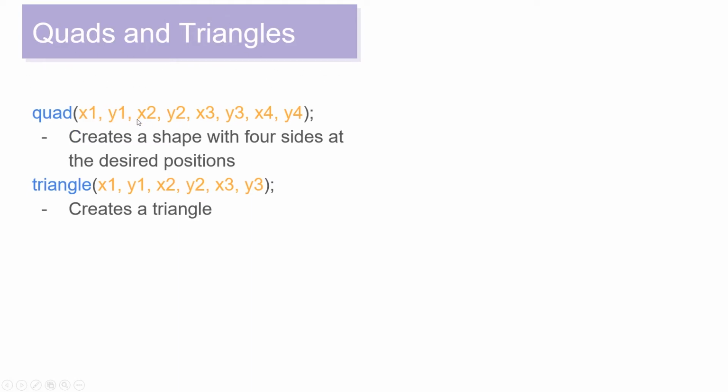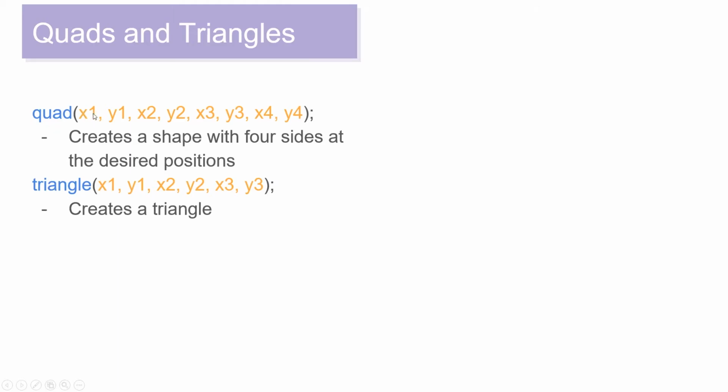So a quad is a 4-sided shape, which is a lot like a rectangle, except you get to choose exactly where these points are. So that means you can make something like a diamond instead, or you could also make something like a parallelogram. And then you also have the triangle, which works exactly like the quad, except there are 3 points instead of 4.